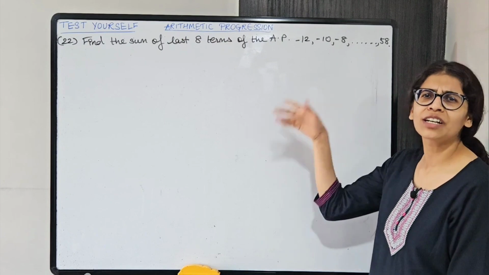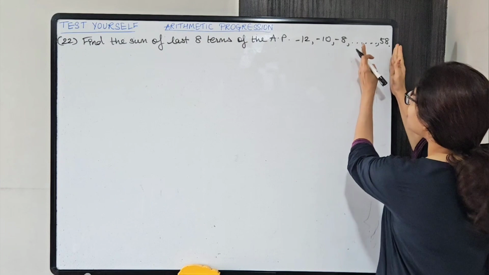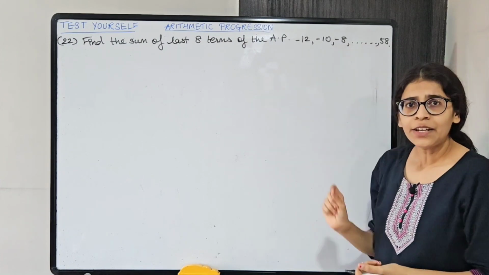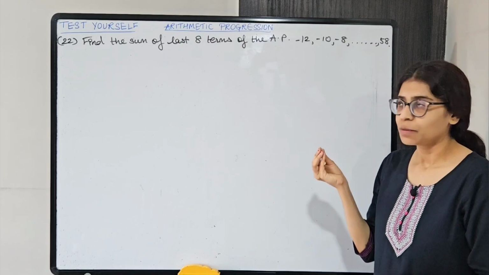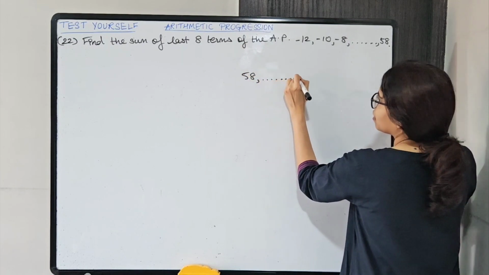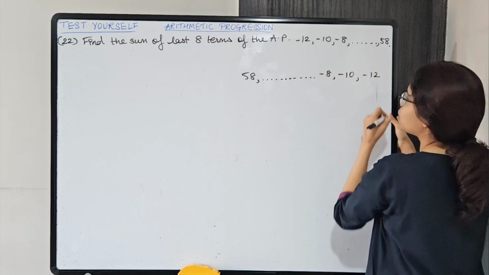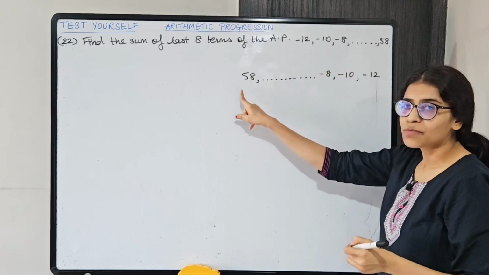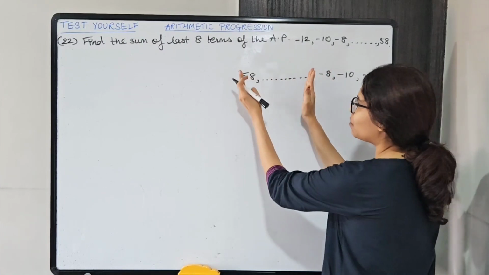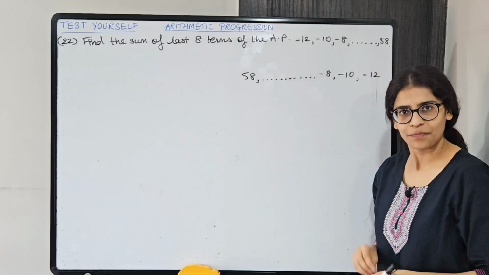Very easy, reverse कर दो AP को. So when you reverse, जो last का 8 terms है, जिसका sum मुझे find out करना है, वो first का 8 terms हो जाएगा, है ना? Because I'm reversing, so 58 will become first term, then minus 8, then minus 10 and then minus 12. So last term becomes first term and first term becomes last term. I need to find out sum of first 8 terms over here. So I can apply Sn का formula, right?